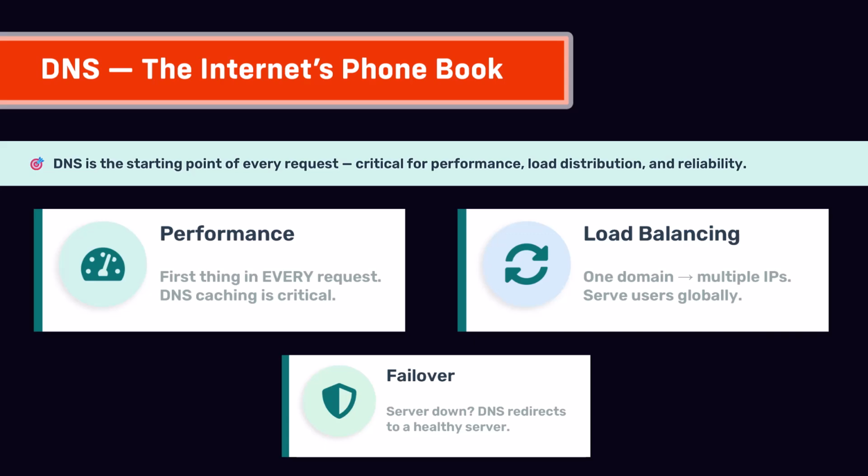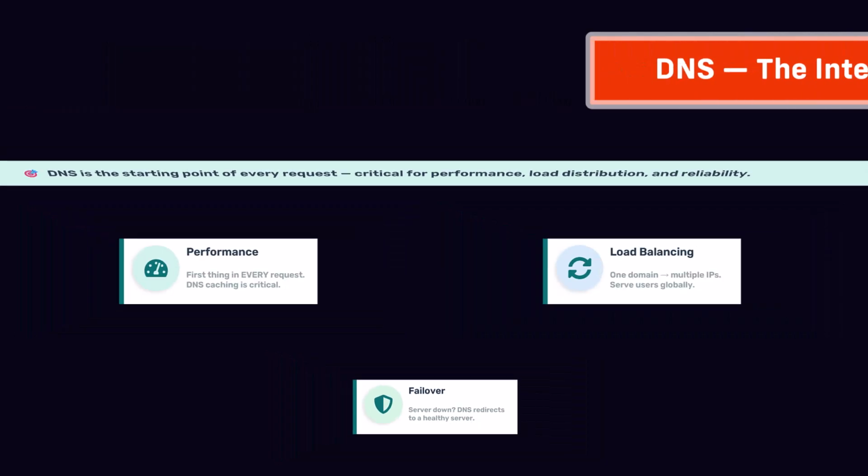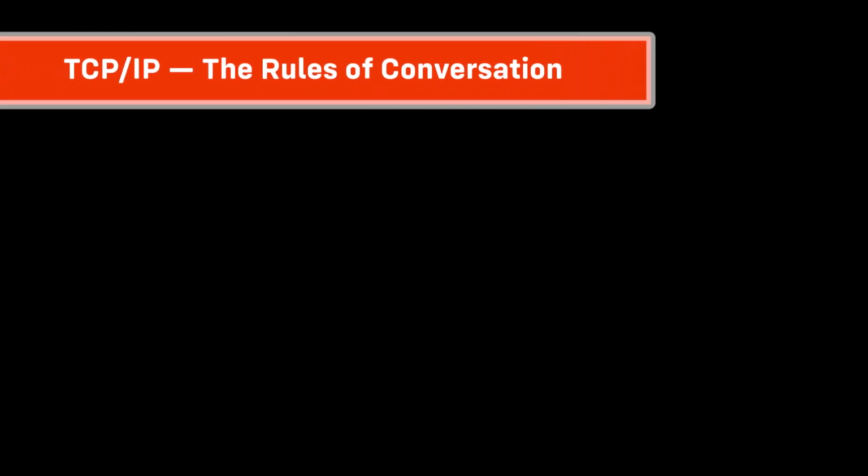Now the next interesting thing is, consider your browser has the IP address. It knows where the server is now. But knowing someone's address isn't enough, right? You need to establish a connection to that server. You need rules of communication. That's where TCP/IP comes in. TCP/IP is actually 2 protocols working together. They form the foundation of how data moves across the internet.